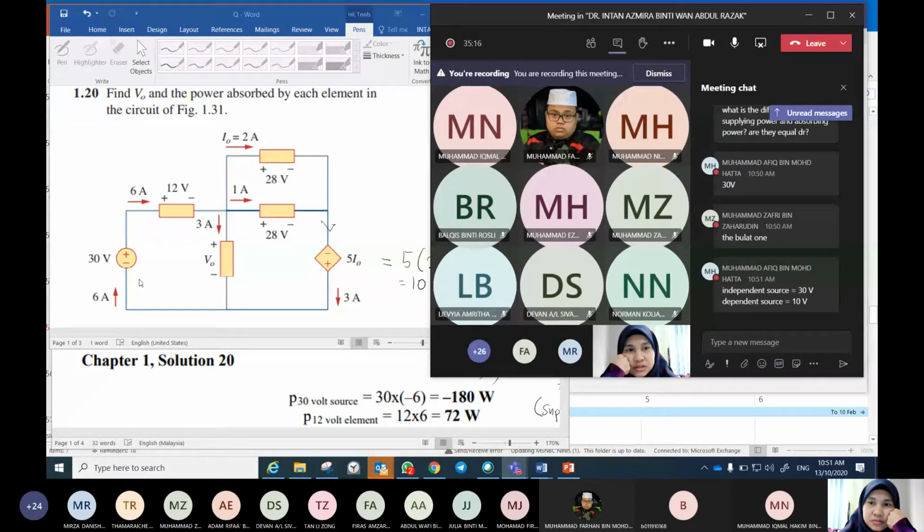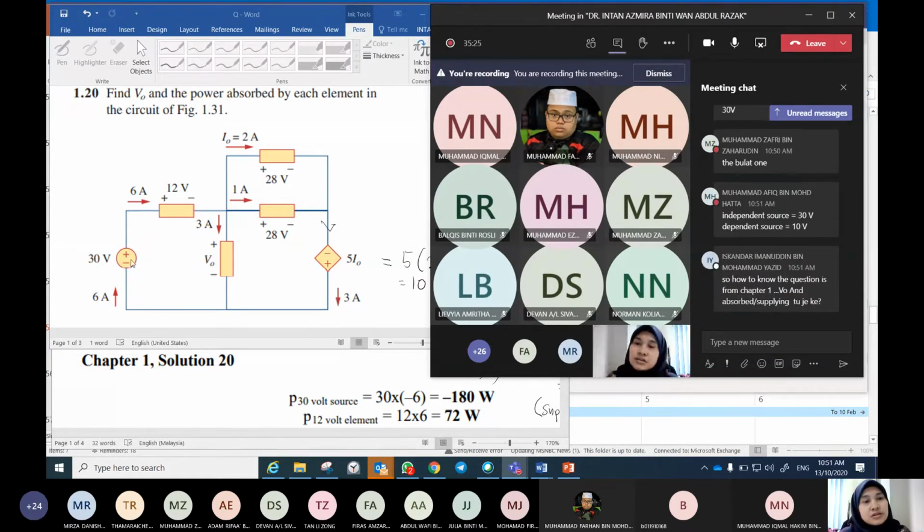The 30 volt source is independent. The round one is supplying, and it is independent because the value of the source is fixed. It's 30 volt. The dependent source is the diamond one, because the value of the source depends on another variable. In this case, it depends on current.